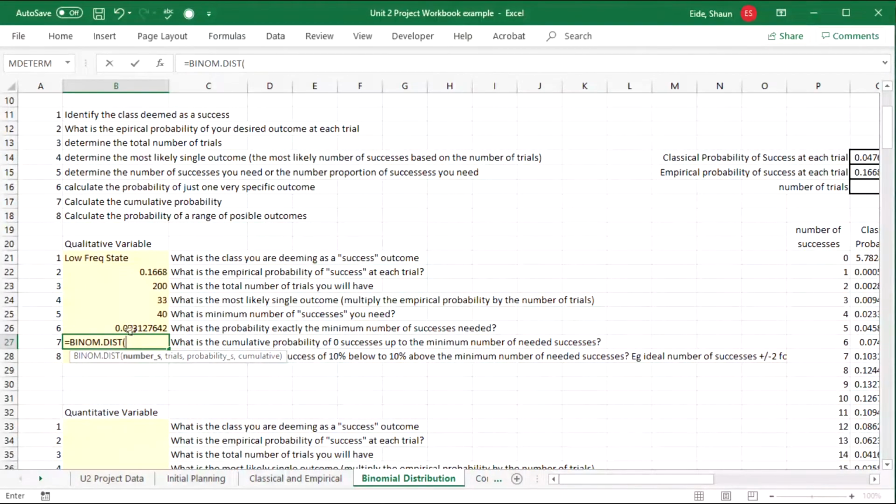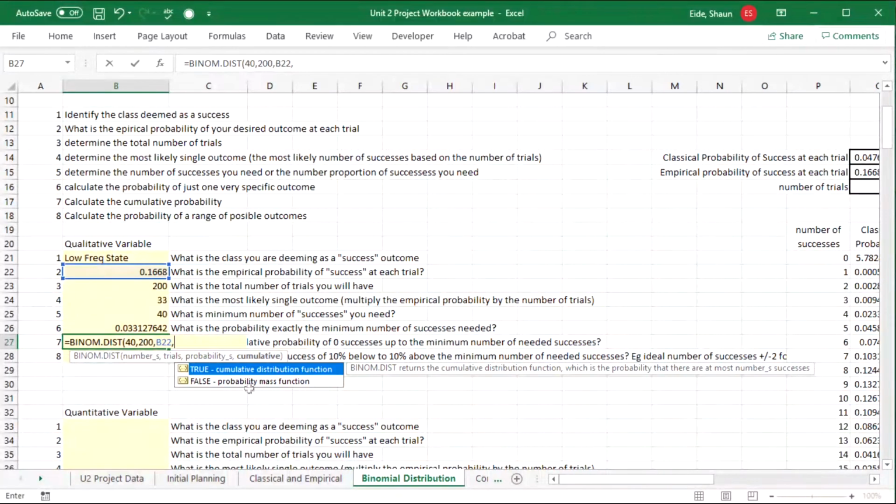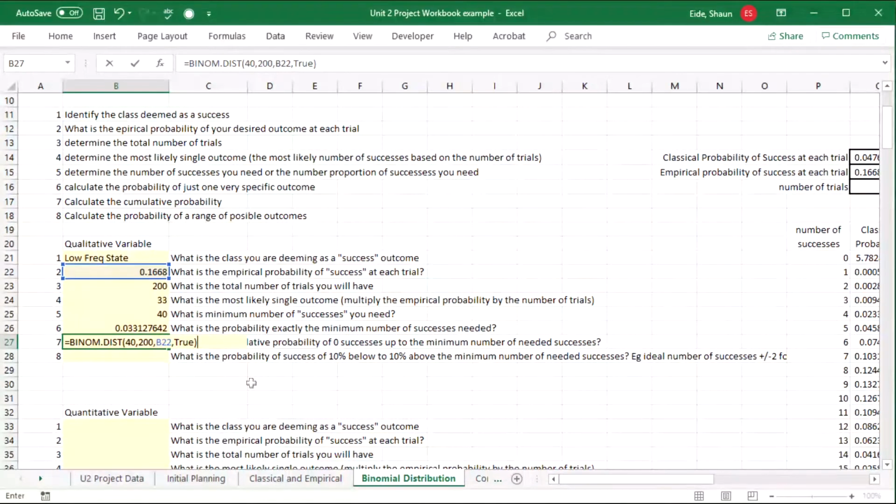The number of successes is 40, once again. Number of trials is still 200. The probability of success at each trial is still 0.1668. And then instead of false, I'm going to put true, because I want 40 or less. In other words, 0 all the way up to 40. And you'll notice that there is a 90% probability that when I pull a sample of 200, there's a 90% probability that 40 or less states will be low frequency states.